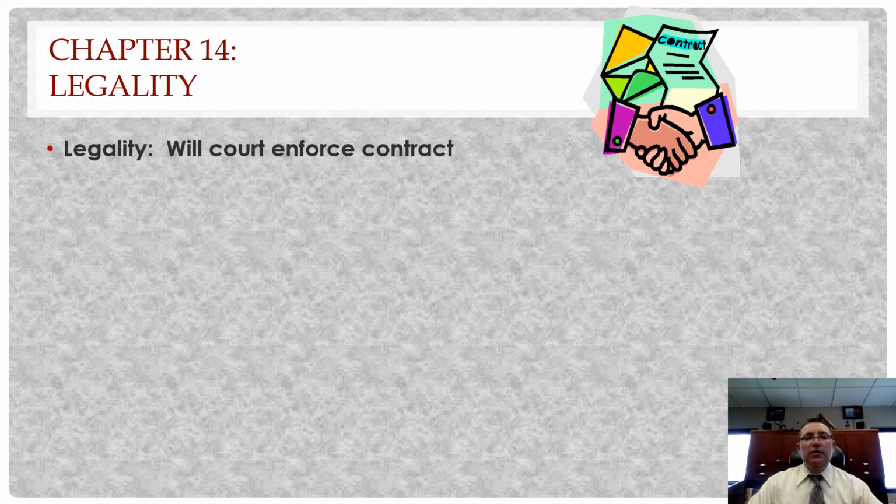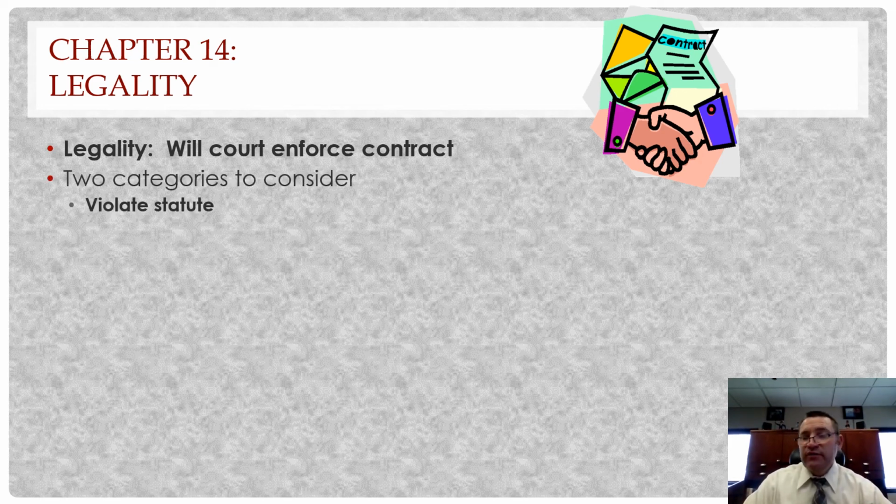All right, legality: will the court enforce the contract? 2 categories to consider. 1, does it violate a statute? And 2, is it bad public policy, right? The statute is the easier one. If it violates a statute, clearly it's not legal.